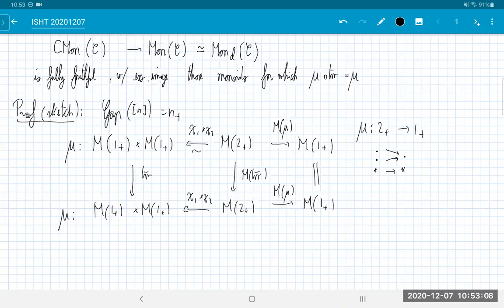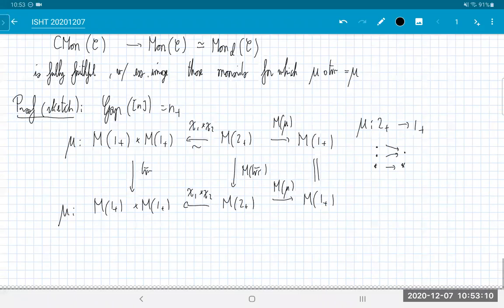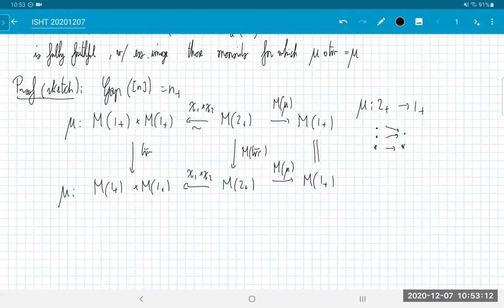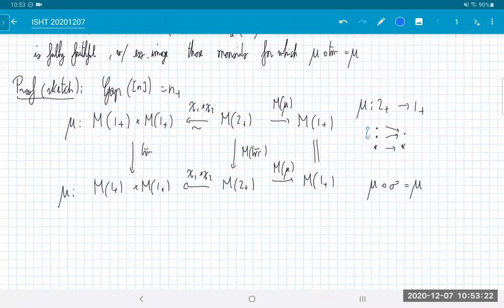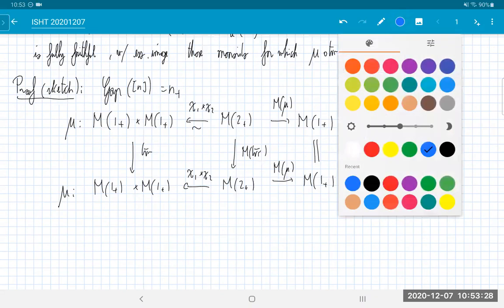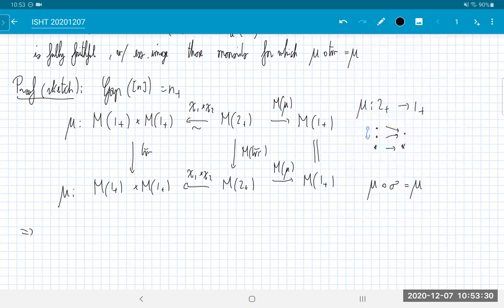And this secretly is coming from the fact that this map mu, if you compose it with sigma, which is the map exchanging one and two, gives you mu again. If you exchange one and two, this map mu doesn't care. So the image lies in the promised subcategory.